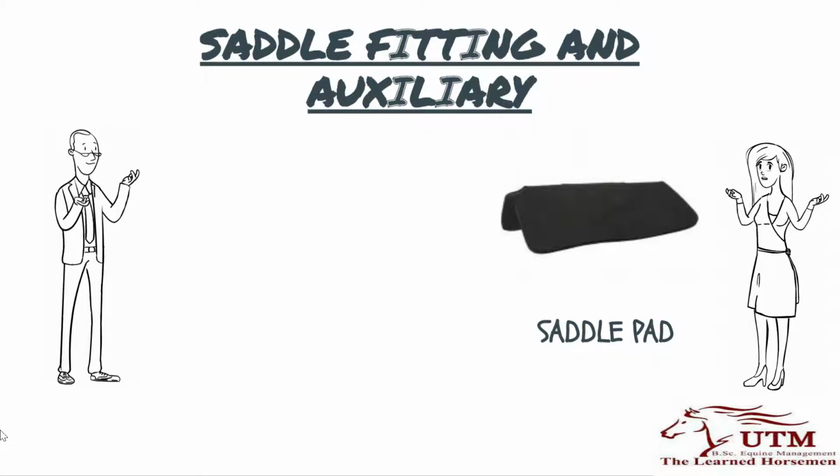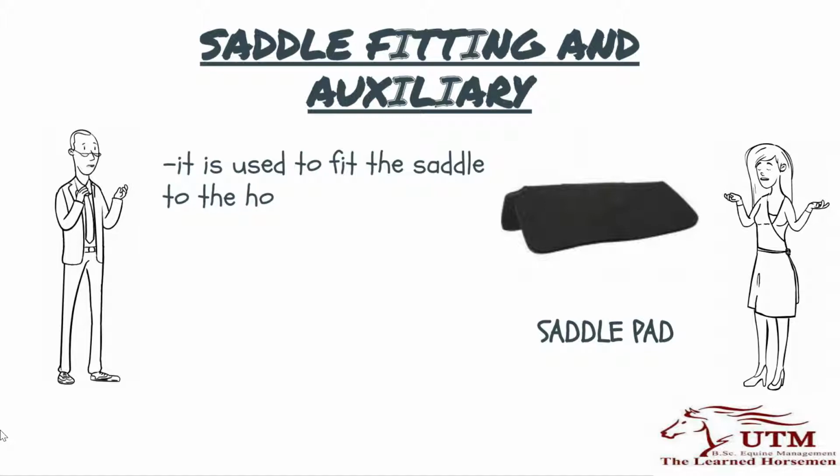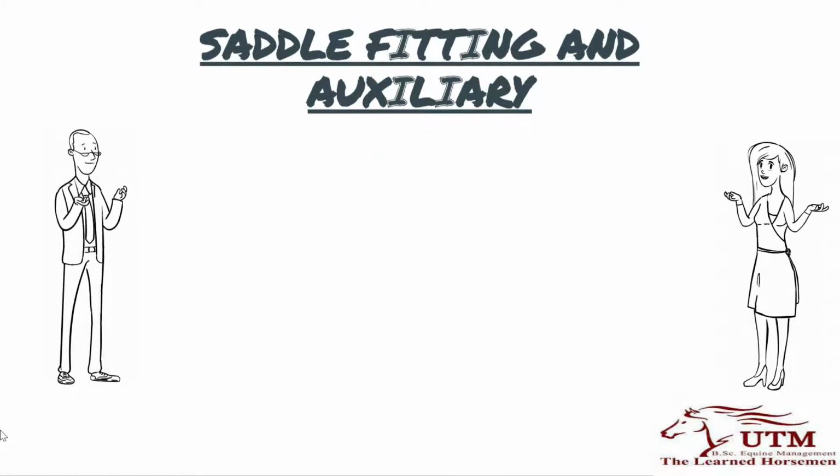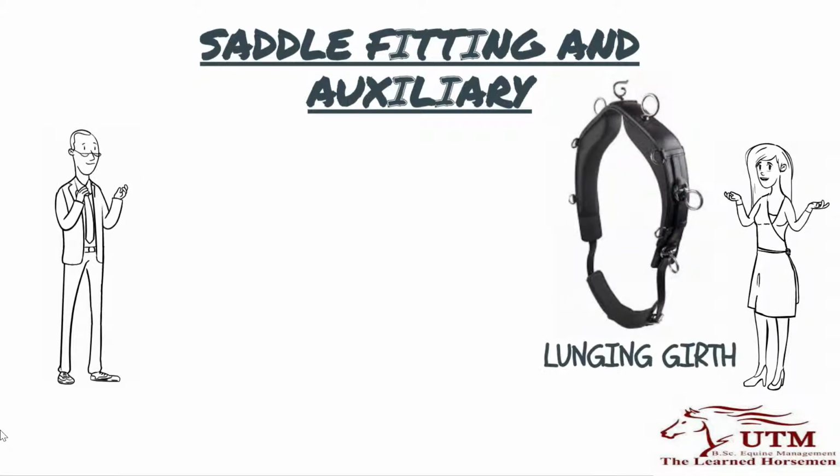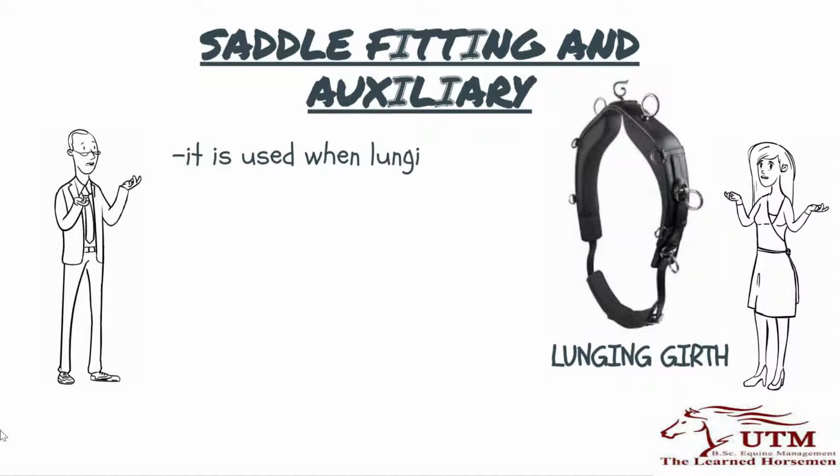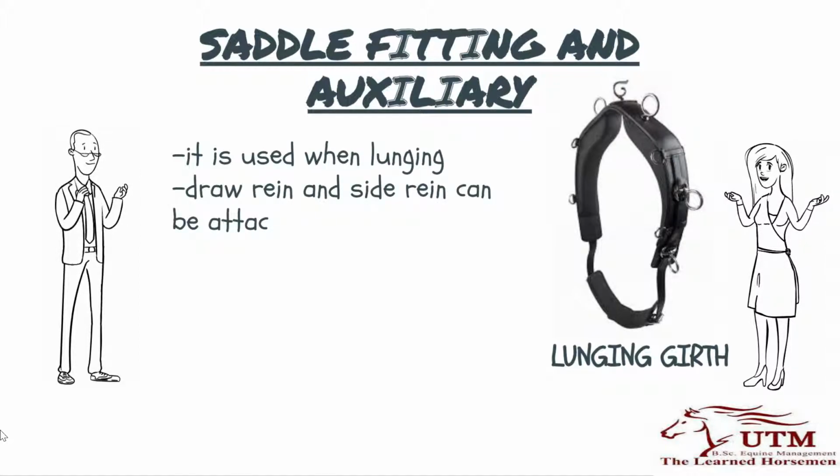Saddle pad. It is used to fit the saddle to the horse. Lunging girth. It is used when lunging. Draw rein and side rein can be attached to the reins.